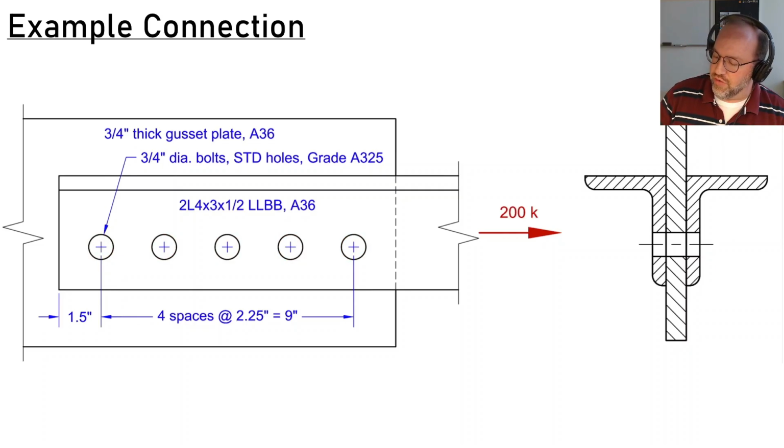The cross-section is shown over on the right. We have a double angle section right here, and that's bolted, or sandwiching, this gusset plate in between. So there are going to be two shear interfaces where our bolts are passing through right there.